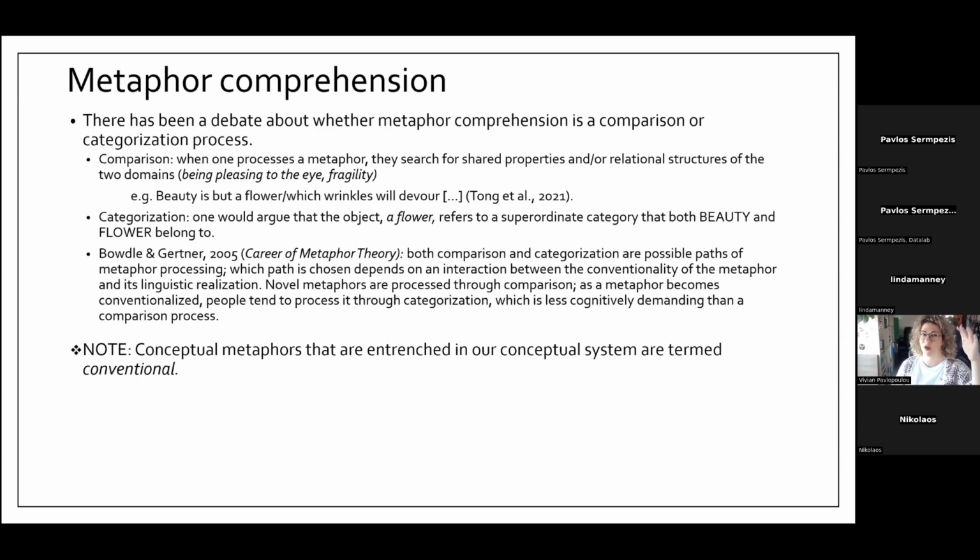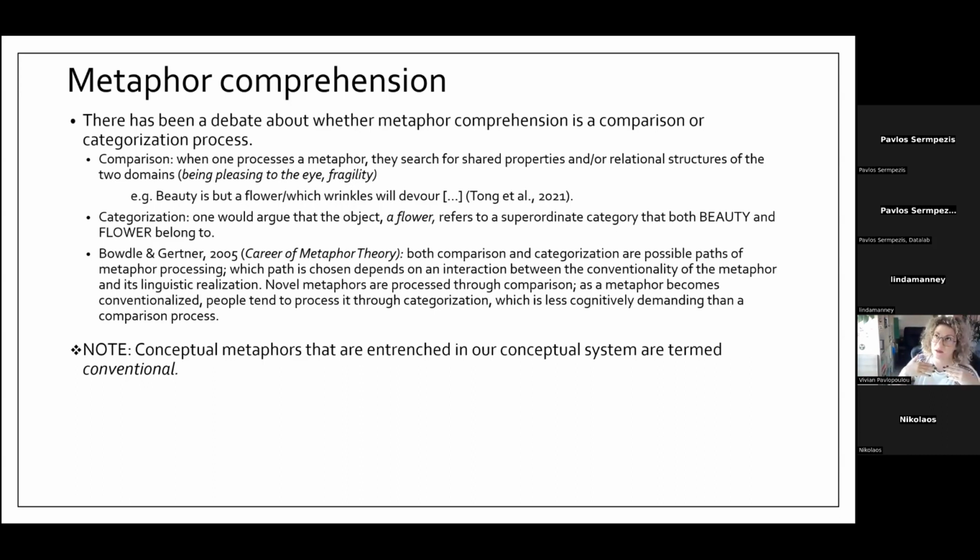Okay, so if I look at it the comparison way, being pleasing to the eye for beauty and flower and fragility, those are shared properties. In categorization, and for scholars who advocate the categorization view, they would argue that the object flower refers to this superordinate category that both beauty and flower belong to. In the career of metaphor theory, it suggests that both comparison and categorization are possible paths of metaphor processing.